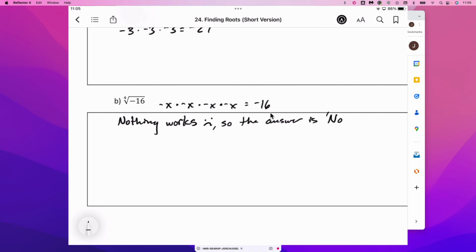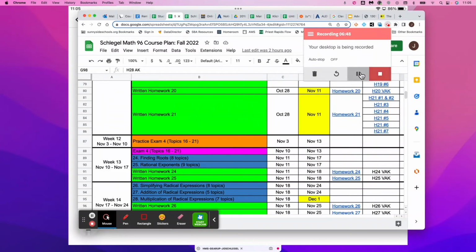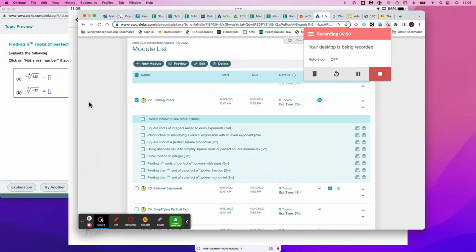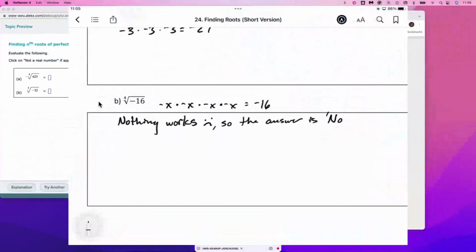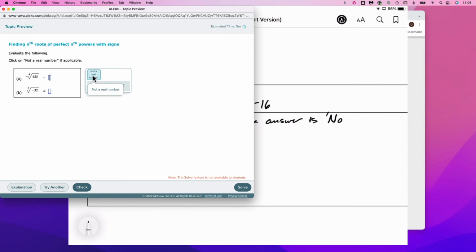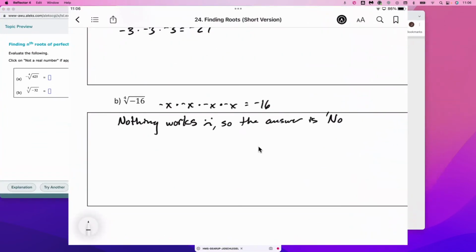What does Alex say? I'm going to look really quick at exactly what their wording is, so I know that we get it right for you. The wording that Alex is going to use in this instance is going to be not a real number. Incidentally, both of these do have a solution. The one we're working on in the homework here, though, there is no number that could possibly make negative 16 if it's multiplied by itself 4 times. So in Alex, you would click the button that says not a real number. And so for us, we will say not a real number.